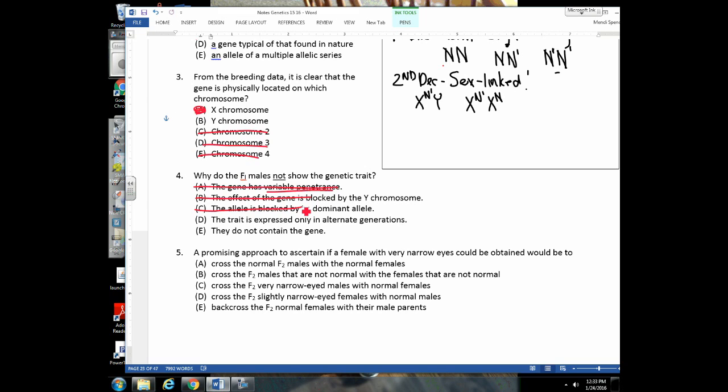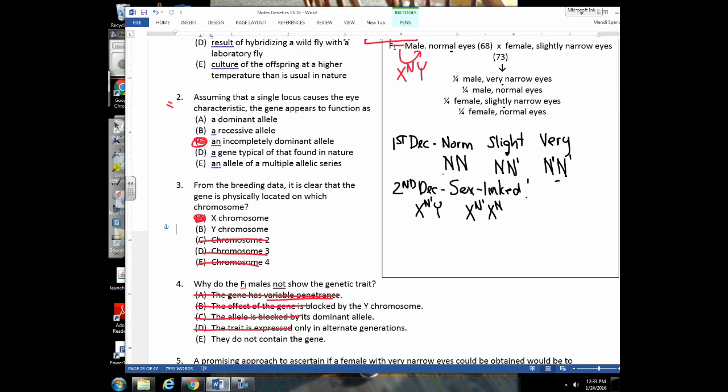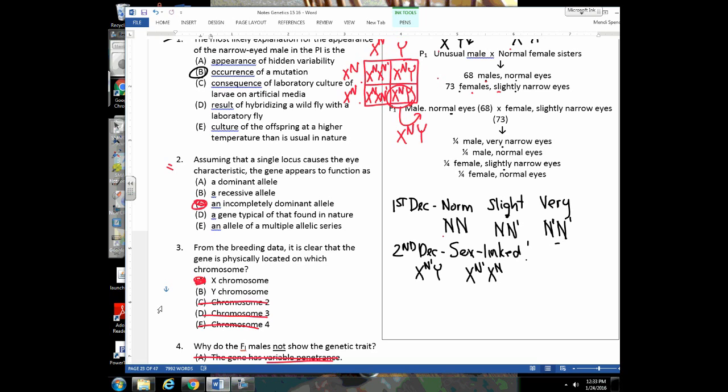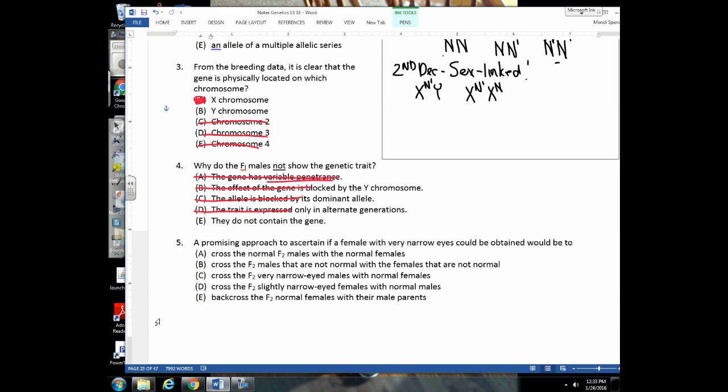The trait is expressed only in alternate generations. I'm going to cross through that because we actually see the trait in all those generations. So we see normal at the very first generation, the P1 generation. We see normal in the F1 generation. We see normal in the F2 generation. So we're not seeing it over alternate generations. And simply this, they do not show that narrowing because this is what they are. They have that normal allele there. They do not have the allele for those very narrow eyes.